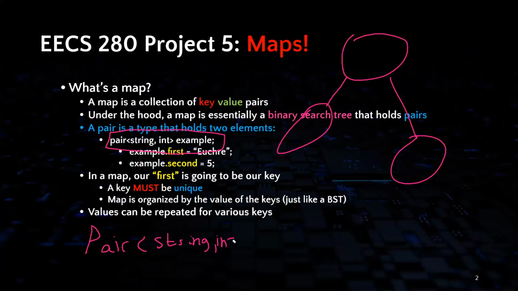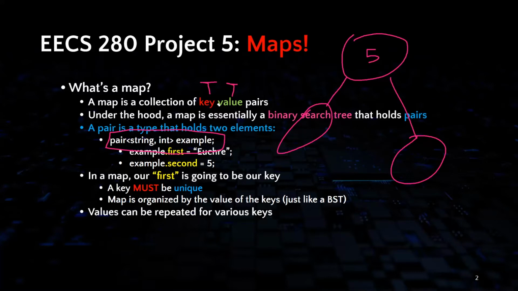What a map does is a map is a key value pair. So it's very similar to a pair. What happens here is that we have some type for our key, and we have some type for our value. Every key must be unique. This is sort of like in our binary search tree. If we just had integers, we couldn't have 5 in our binary search tree twice, right? We can't have repeats. And the exact same holds for our keys.